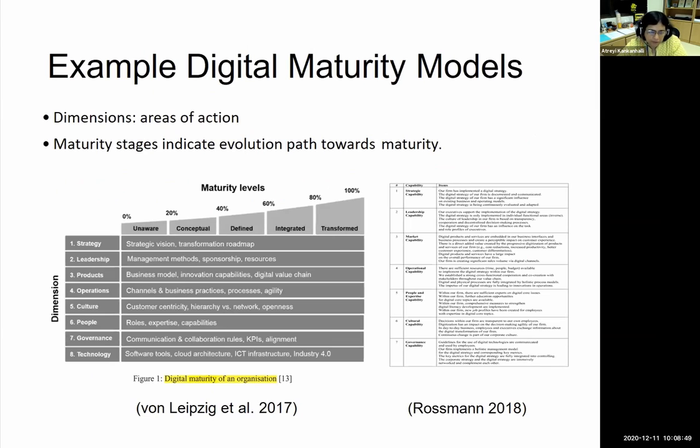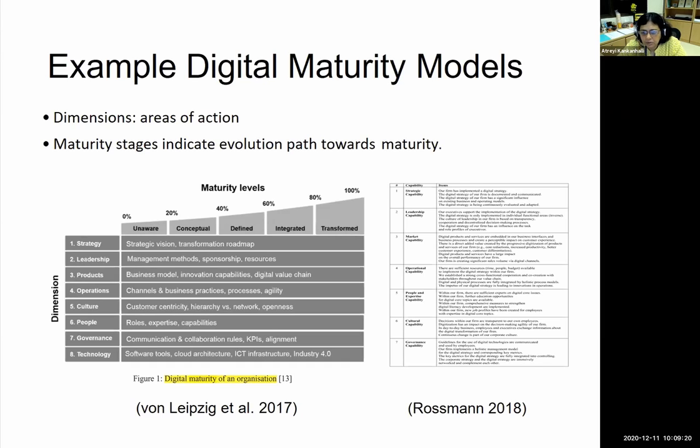So there's a bunch of maturity models out there. I've just provided two out here. These are digital maturity models. They talk about various dimensions: strategic, leadership, culture, governance, and so on. And then like any maturity model, they talk about the different stages. It could be a 5-stage model or a 7-stage model.